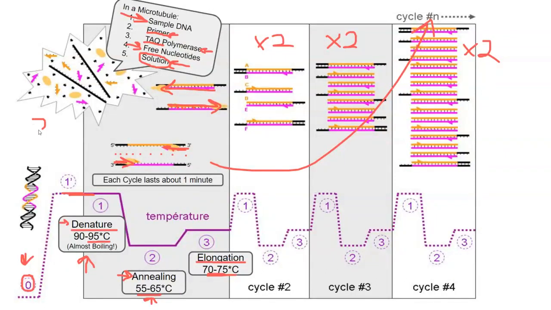Now, human body temperature is about 37 degrees Celsius, so this is much higher than any of the human enzymes could handle, because the optimal temperature of human enzymes is about 37 degrees Celsius. So we can see that this process takes a lot more heat than that.